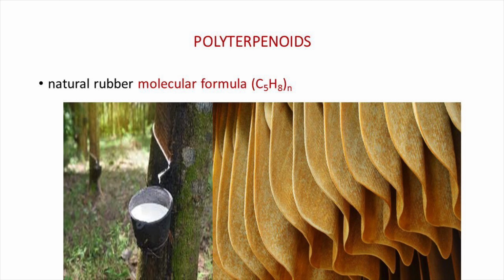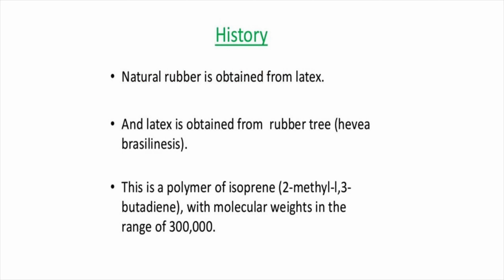Next we can discuss polyterpenoids. Natural rubber is an example of a polyterpenoid. Natural rubber is obtained from latex. It is a colloidal dispersion of rubber particles in water. The latex is obtained from the rubber tree, Hevea brasiliensis. This is a polymer of isoprene with a molecular weight in the range of 3 lakhs.